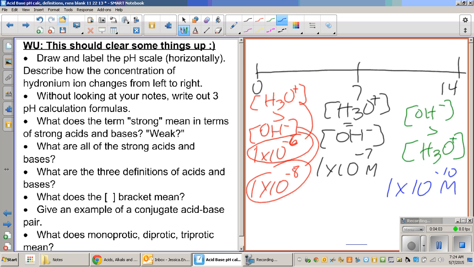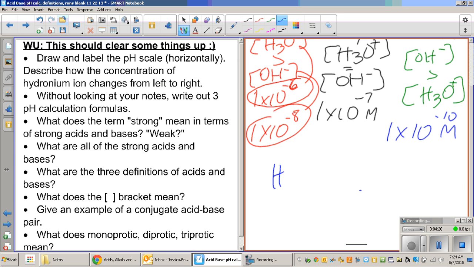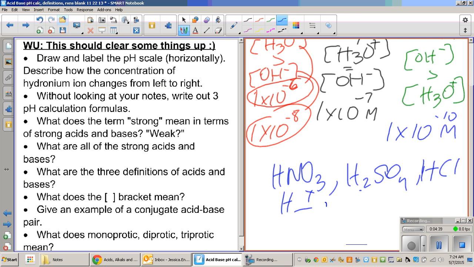What does strong mean? Anybody? Fully ionizes 100% of the time, right? We're going to talk about how that contrasts to weak acids and weak bases in just a moment. What are the 6 strong acids? Don't look at your notes. Try not to. Nathaniel, go for it. Nitric acid. Okay. Sulfuric acid, shout them out. Hydrochloric acid, I hear you. Hydroiodic, okay. Hydrobromic, and I heard one, it just didn't come all the way out yet. Perchloric, HClO4, good.